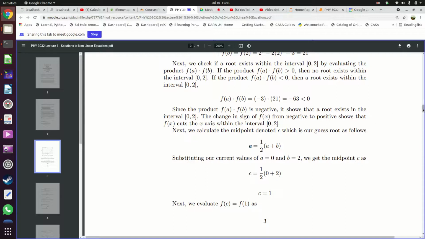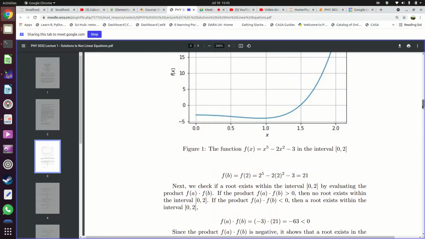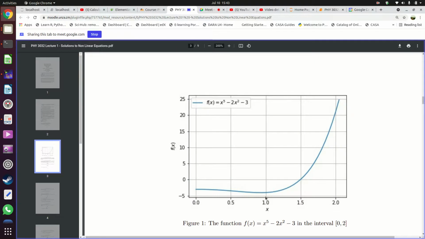Yes. So in this case, our a is 0, our b is 2, so we're going to say c is equal to half of 0 plus 2, which is 2. 2 divided by half, that's going to give you 1. So this c equals 1 becomes your guess root, your first guess. You're guessing what the answer is supposed to be. So here you are, 1. You've seen where 1 is? Here.